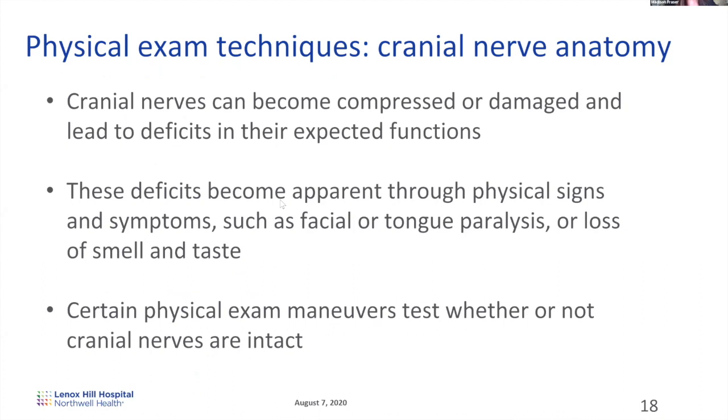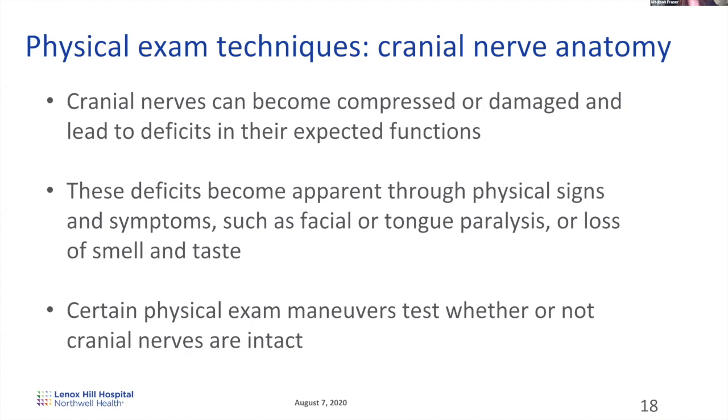Okay. So in the latter portion, we're talking about some physical exam techniques, because if cranial nerves are compressed or damaged in any sort of way, it leads to deficits in their expected functions. And a lot of these things are very apparent since they are on your face. And can also lead to deficits in your special senses, such as losing your vision or hearing, or just losing your sense of taste. These are all things that are very noticeable and can point to damage to one of these nerves.